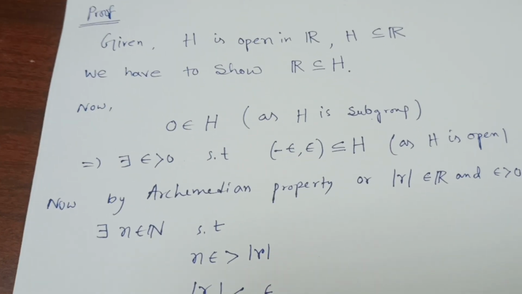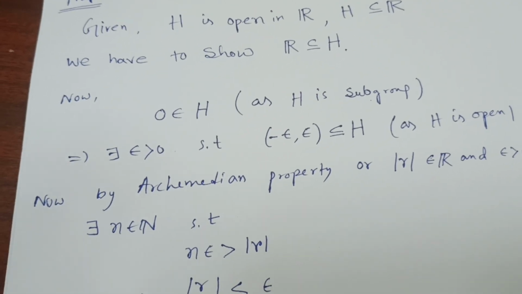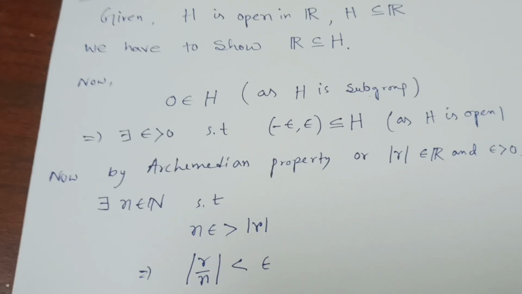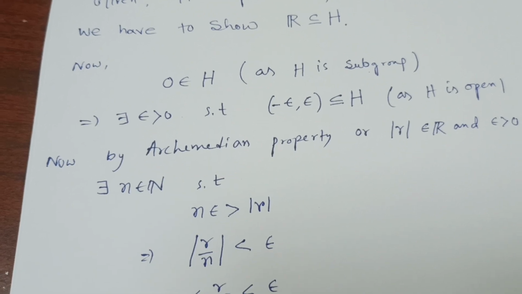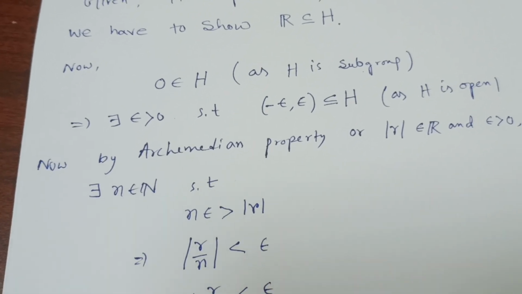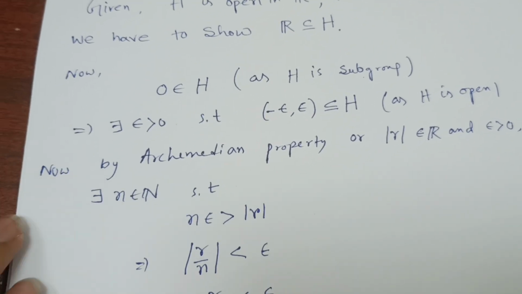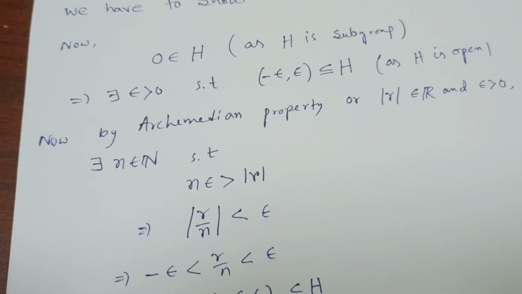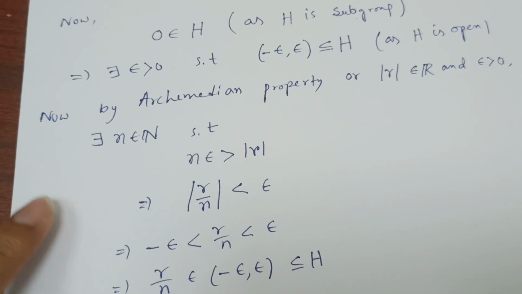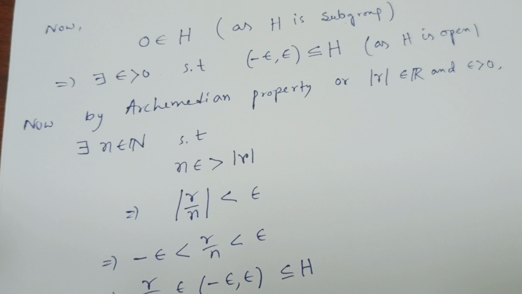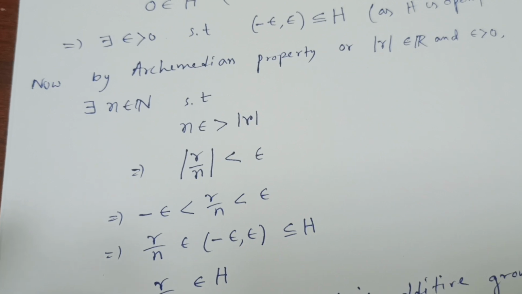Now by the Archimedean property we can say that there is some n, which is a natural number, such that n epsilon is greater than mod r. This is just from the Archimedean property. If a positive r and positive epsilon are given, then I'll get some n such that n epsilon is greater than mod r. From where I get that mod r by n is less than epsilon. This is just some manipulation, which implies that minus epsilon is less than r by n is less than epsilon. That means that r by n is contained in minus epsilon to epsilon.